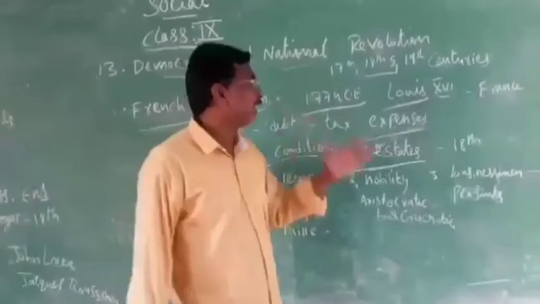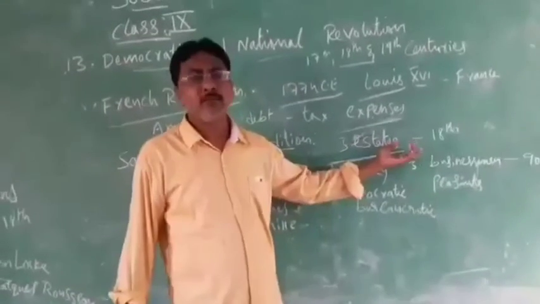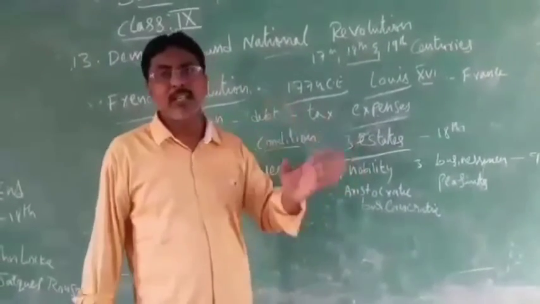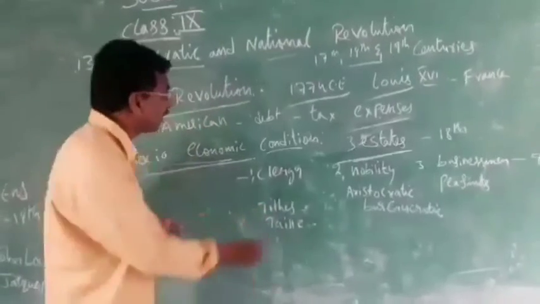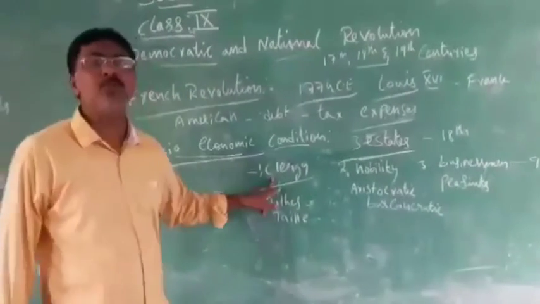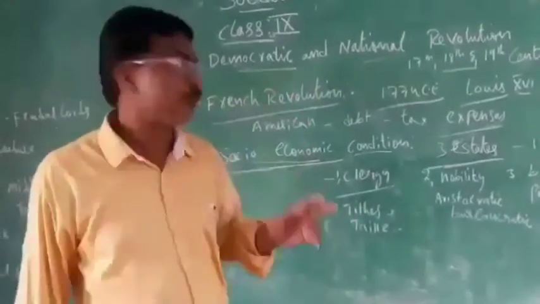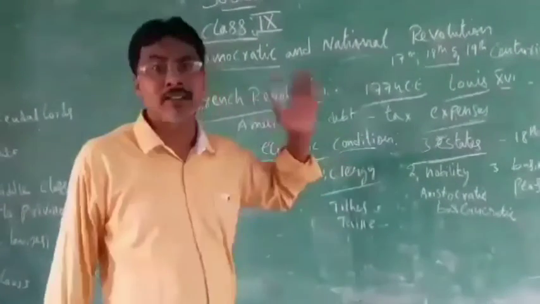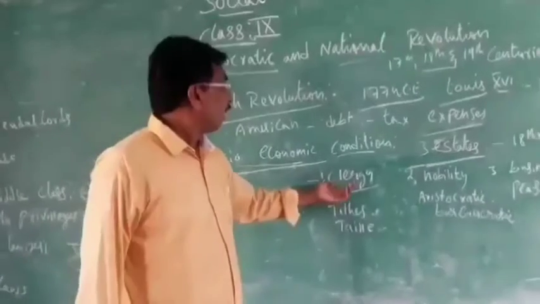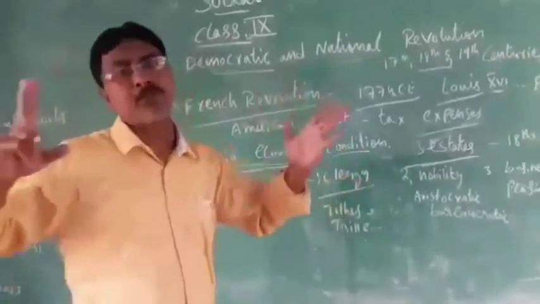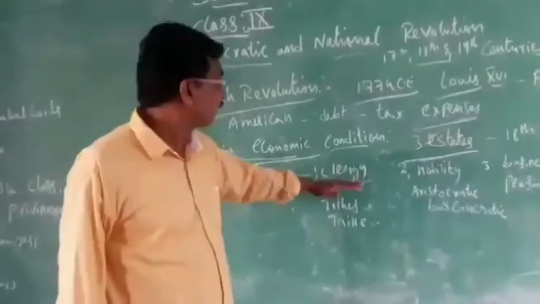So keep in mind, I am telling about the 18th century: 3 estates were there, first class, second class, third class. And the first class people are the clergy. Who are the clergy people? Clergy means the church fathers and the popes. They all come under clergy.